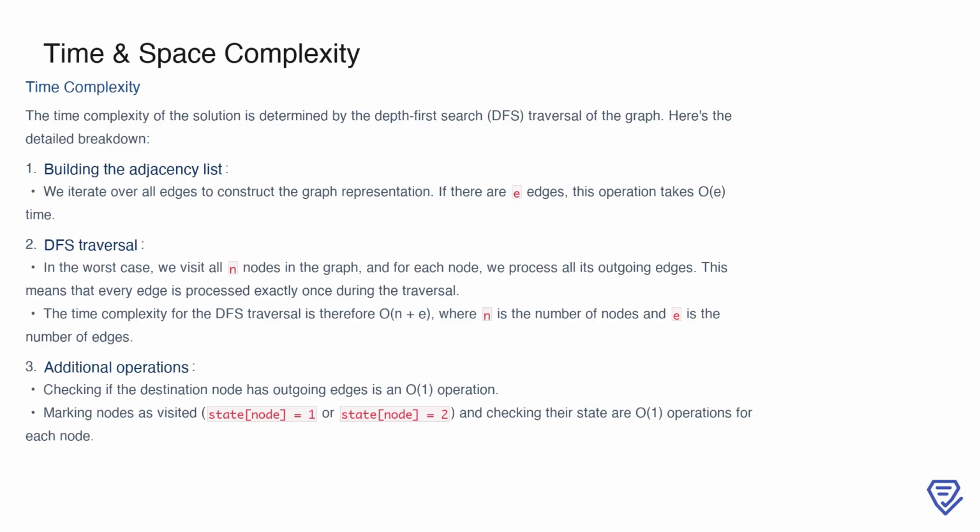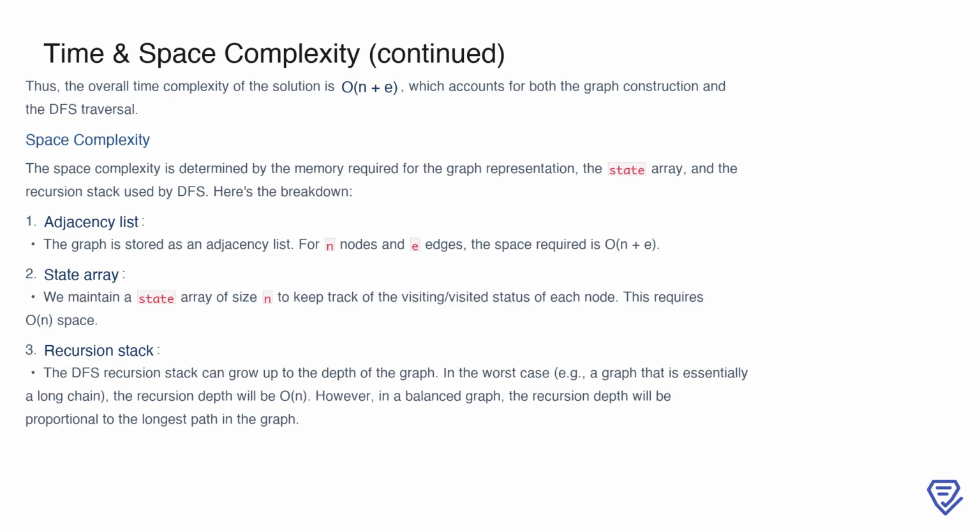Additionally, there are some minor operations like checking if the destination node has outgoing edges or marking nodes as visited. These operations are constant time, O(1), for each node. Altogether, the graph construction and traversal dominate the time complexity, making it n plus e. Thus, the overall time complexity of our solution is n plus e, as it accounts for both constructing the graph and performing the DFS traversal.